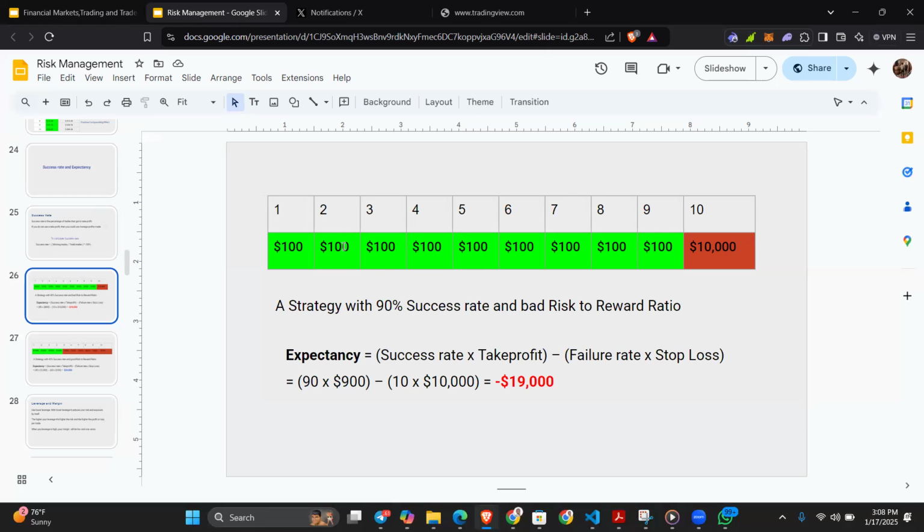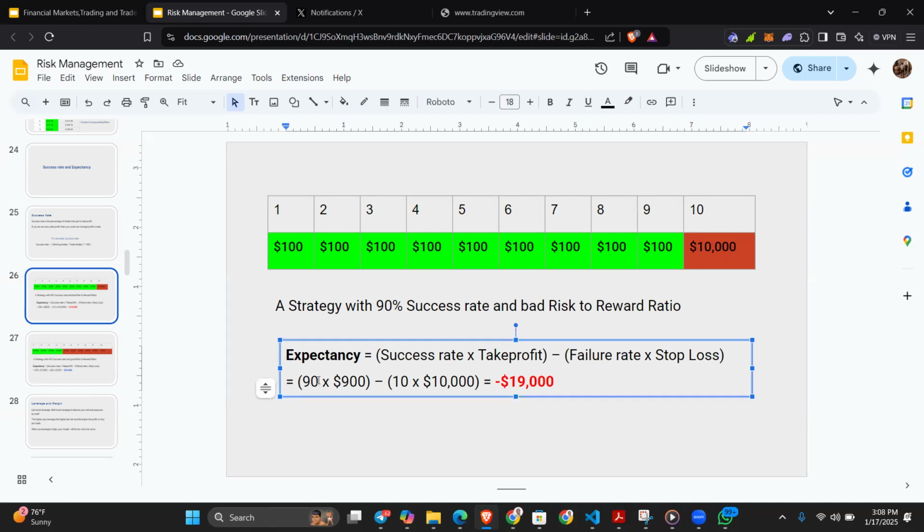Now, for instance, this is a trader that any time he makes a profit, he's making $100. So this strategy has a 90% success rate, looking at 10 trade samples. In all the 9 trades, he was successful. So that is like 9 times 100, which is $900.